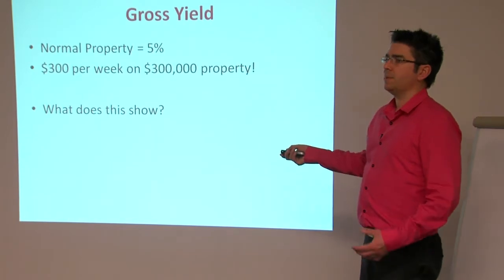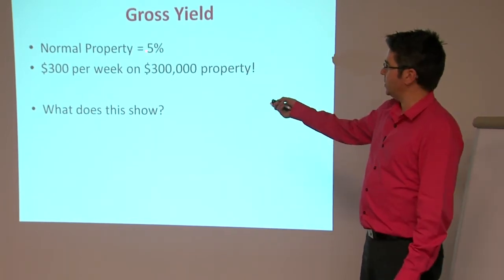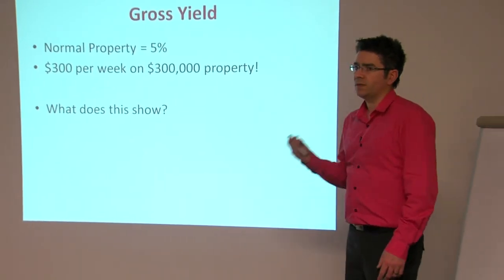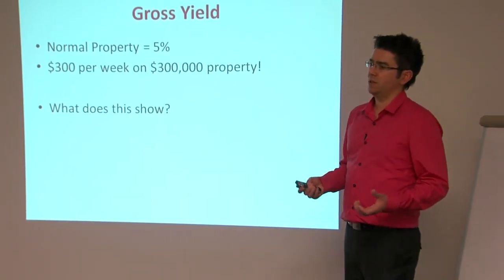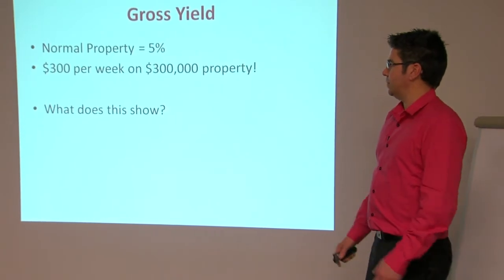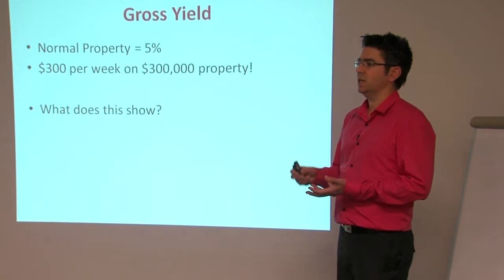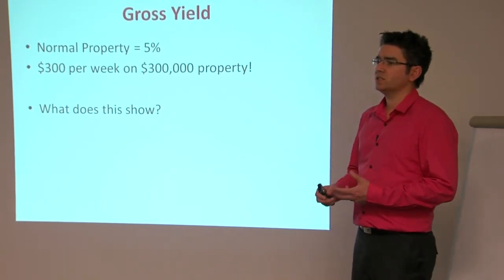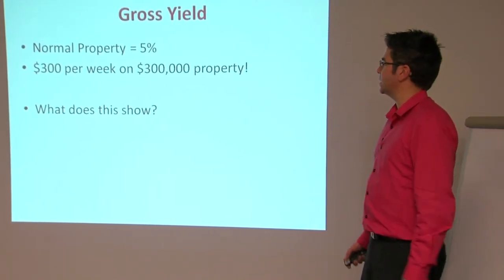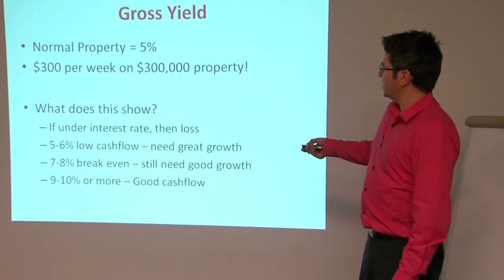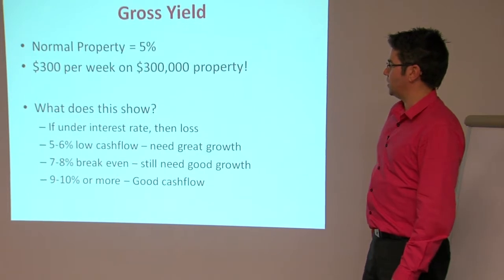At the moment we're paying maybe 5.5% interest. If you're only getting a gross yield of 5%, that means straight away that the rent is not even going to pay the interest. So that means it's a negative property, and it means that you're going to have to put in money to pay the extra interest. You're also going to have to put in money to pay rates, insurance, all the other expenses that come up. So with this being under the interest rate, it means you've got a loss straight away.